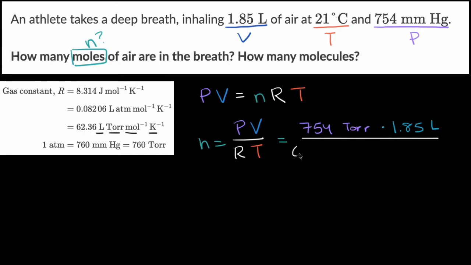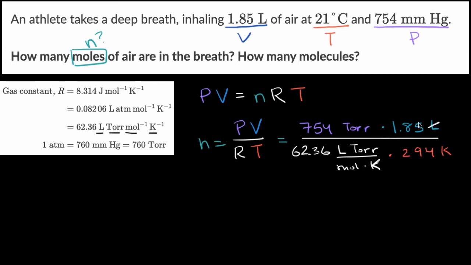So this is going to be 62.36 liter torr per mole Kelvin. Mole to the negative 1 is just 1 over mole, so I could write it like this. Kelvin to the negative 1 is just 1 over Kelvin. And then I'm going to multiply that times the temperature. So times, what is 21 degrees Celsius in terms of Kelvin? Well, I add 273 to that. So that's going to be 294 Kelvin. And we can validate that the units all work out.